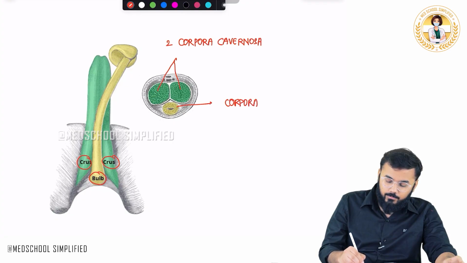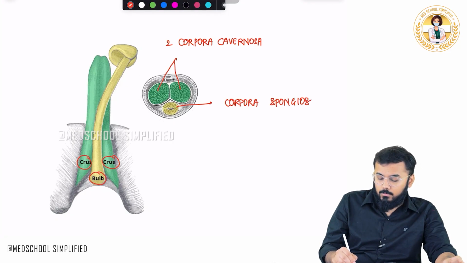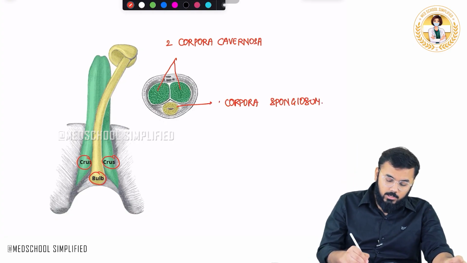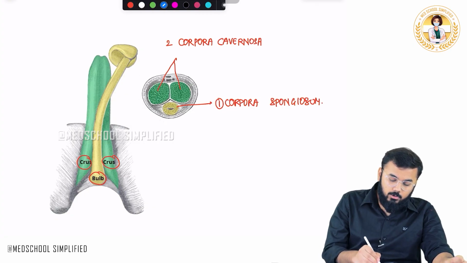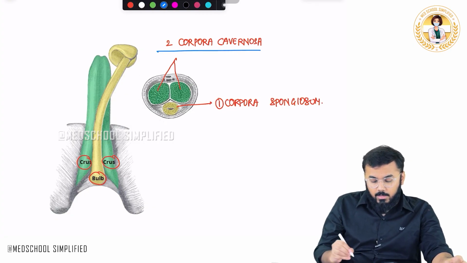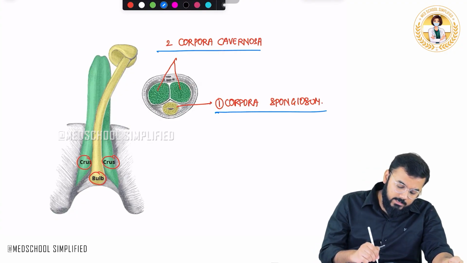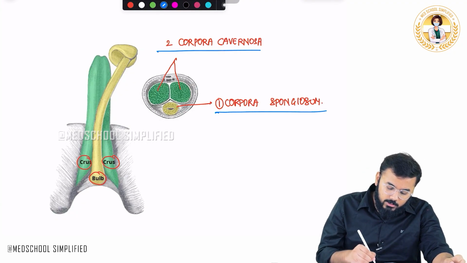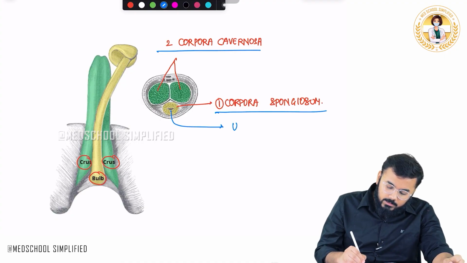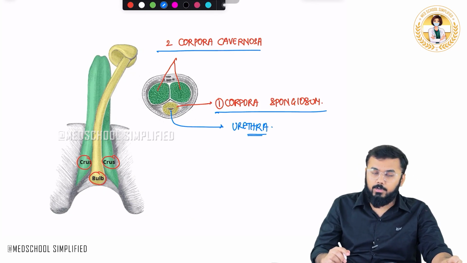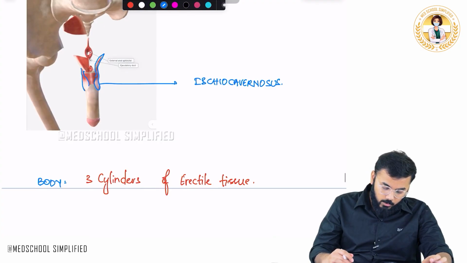Corpus spongiosum. Okay, so there are three important structures. What are those three? You have two corpora cavernosa on the top, and down here you have one corpus spongiosum. And within the center of the corpus spongiosum you see a small opening like this. This is the opening of your urethra, the urethral opening. This is one of the important things which you need to know.